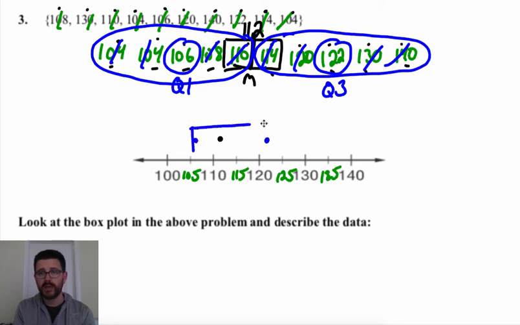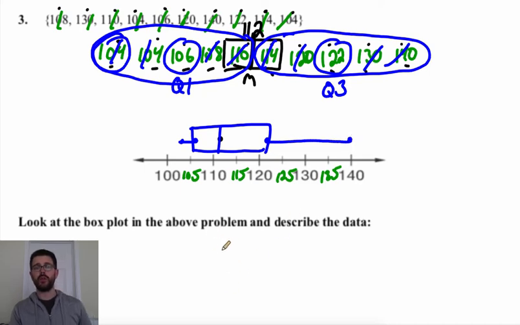That's going to form the box. And then my lower extreme was 104. So that's a pretty short one. Then my upper extreme is 140. That one's a lot longer.